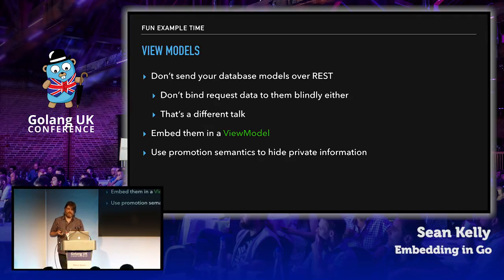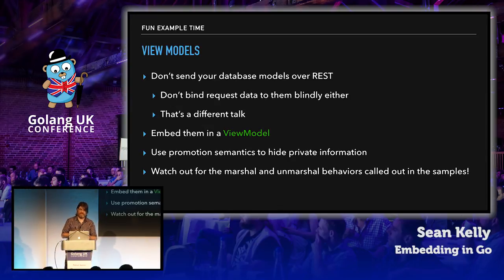And what you can do is use promotion semantics, some of the stuff that we've been talking about here, to hide the private information that you don't want to expose to the front end. And like I called out, you're going to want to watch out for some of the weird marshaling and unmarshaling behaviors that I have laid out in those samples.